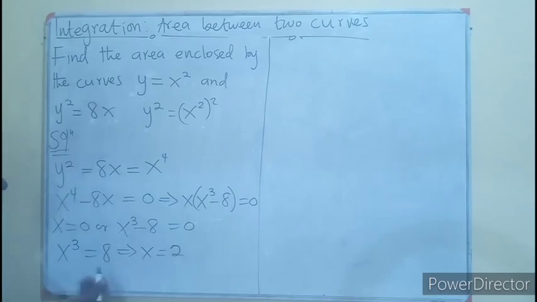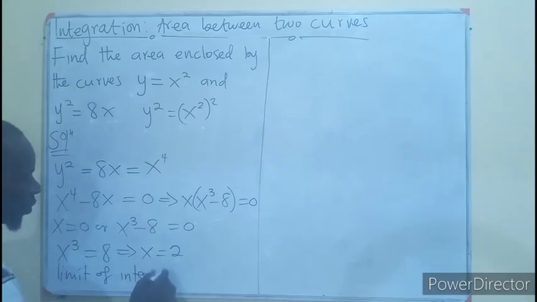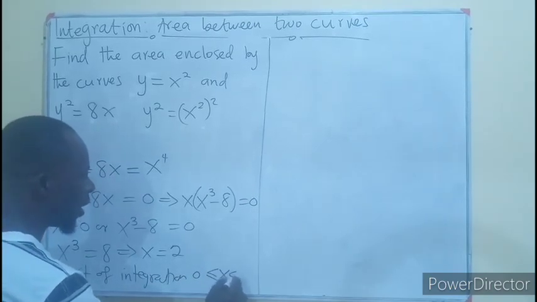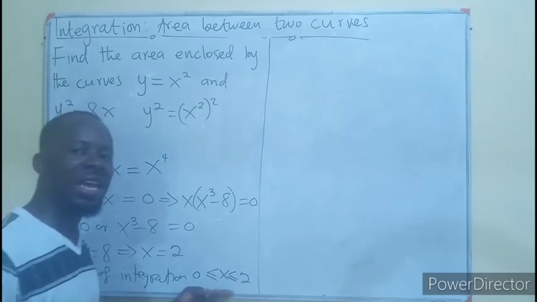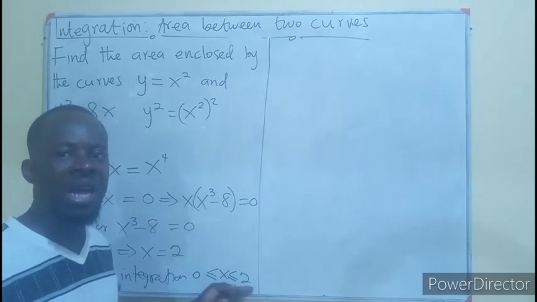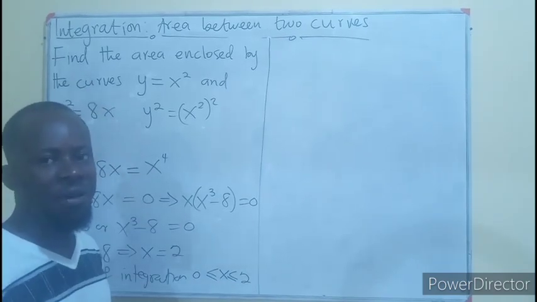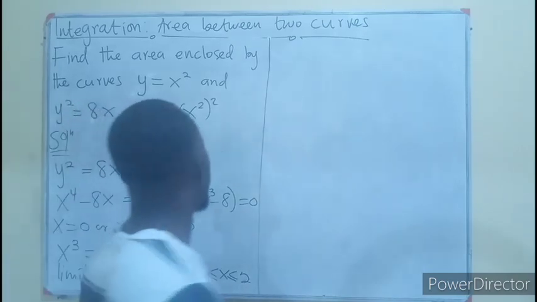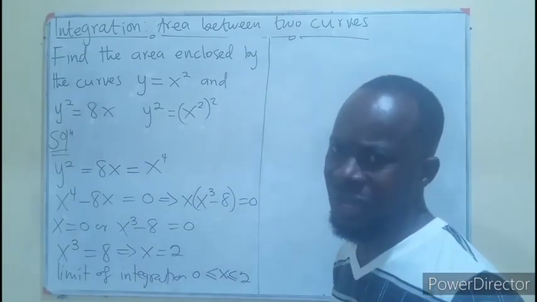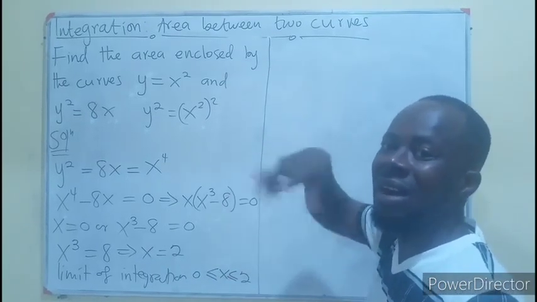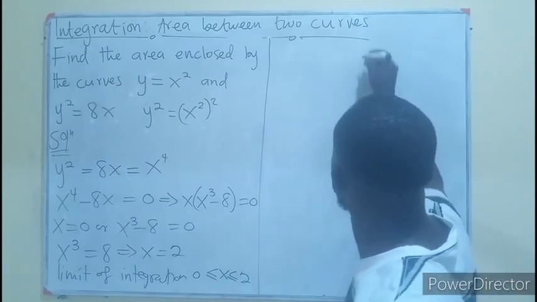So simply put, the values of x are going to be 0 and 2. Meaning we can have the limit of integration between the interval 0 is less than or equal to x, less than or equal to 2. So this is the interval through which we are going to have our definite integral. Now we need to also sketch our graph to see which region we are going to have. The region is always between 0 and 2, but which region in the graph are we finding the area of?